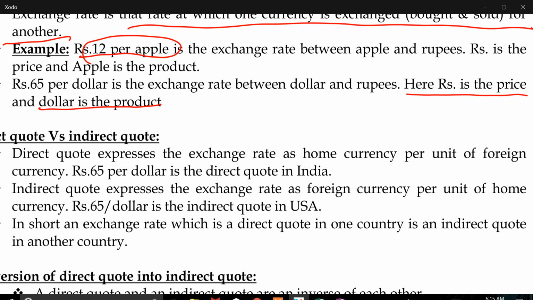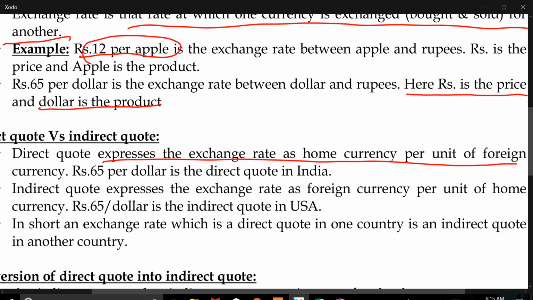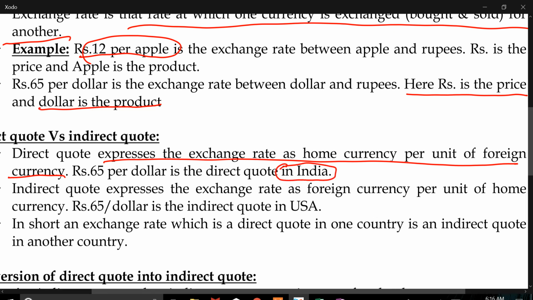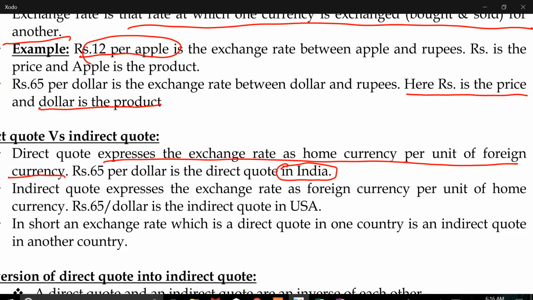So a direct quote expresses the exchange rate as home currency per unit of foreign currency. Example, 65 per dollar is the direct quote. The important thing you see there is that it is a direct quote in India. It's not a direct quote in USA. It can't be a direct quote in USA.